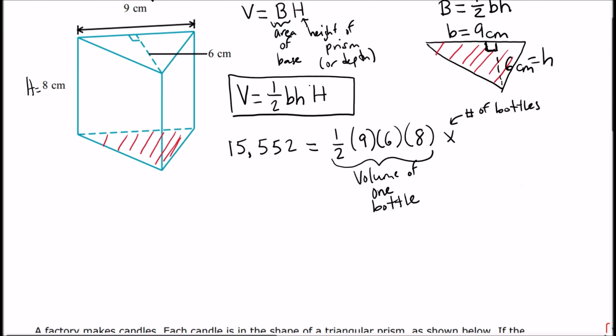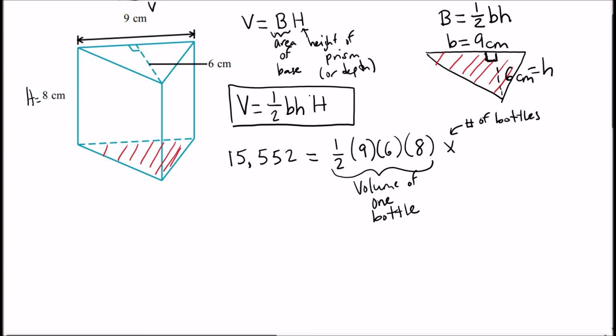All right, so let's simplify that a little bit. So we get 15,522 equals, we got half of 6 is 3, 3 times 8 is 24, and we got to do 24 times 9. Let's do that here. So we got 216. Okay, so 216 x. Now 216 is for one bottle, and so then we're going to divide by 216, and that's going to give us how many bottles we need.